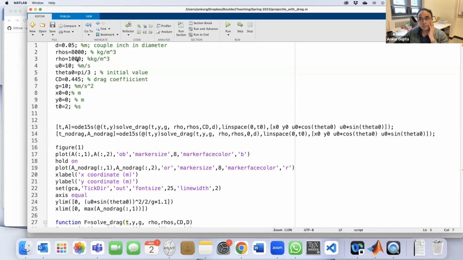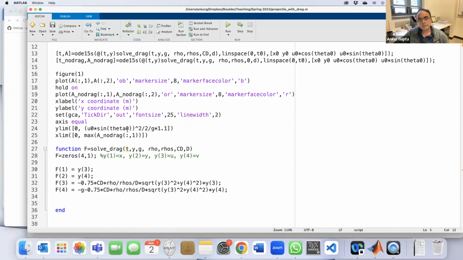Then right now this is in water, so I'm throwing this in water, but let's just do 1. So 1 kg per meter cube. Then we have u naught equal to 10 meters per second. So initially we throw at 10 meters per second. Then the angle initially, let's start at pi by 4. The drag coefficient is 0.445, gravity is in meters per second squared. Right now time is 10, we can change it if we need to.